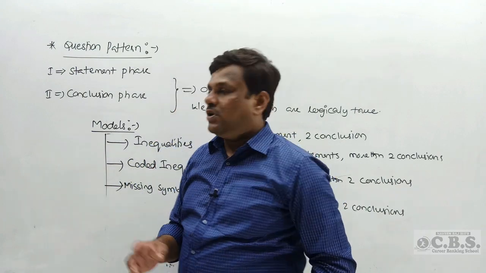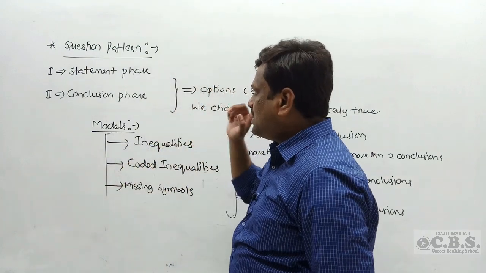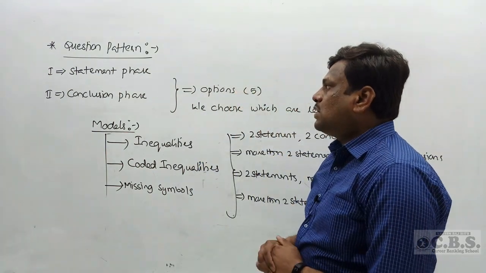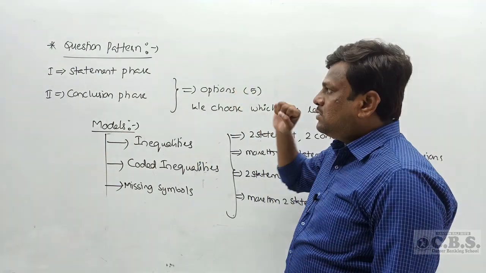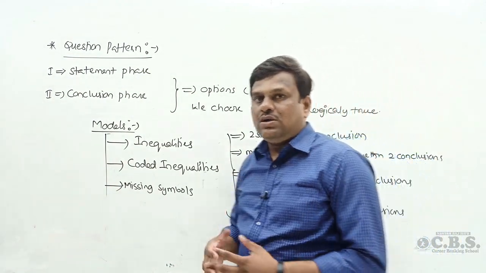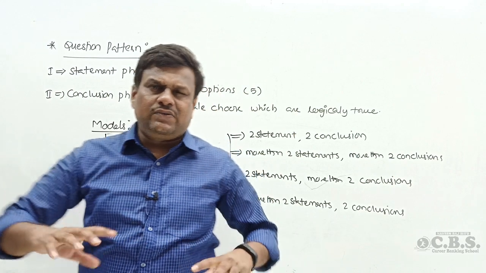The question pattern is followed by 2 phases, statement phase and conclusion phase, and these phases are followed by 5 options. So we choose which is logically true. There are several models. What are the models?